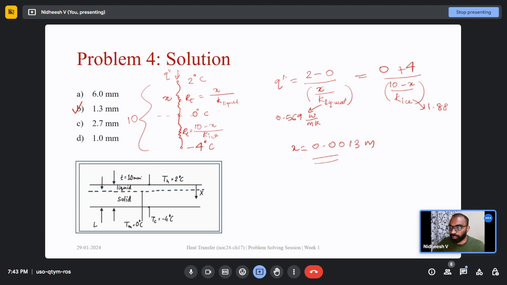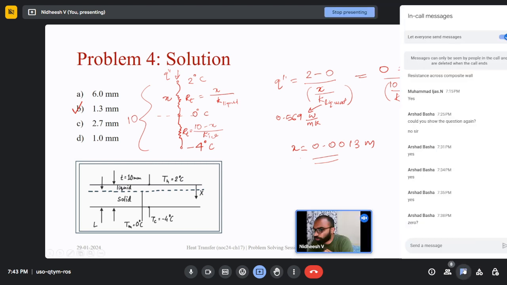What is x? That is the thickness of this liquid water layer that is formed due to the exposure of this solid ice to a higher temperature than 0 degrees Celsius. I hope the question and the solution approach is clear for everyone. If anyone has some doubts, you can ask now for this question, problem 4.